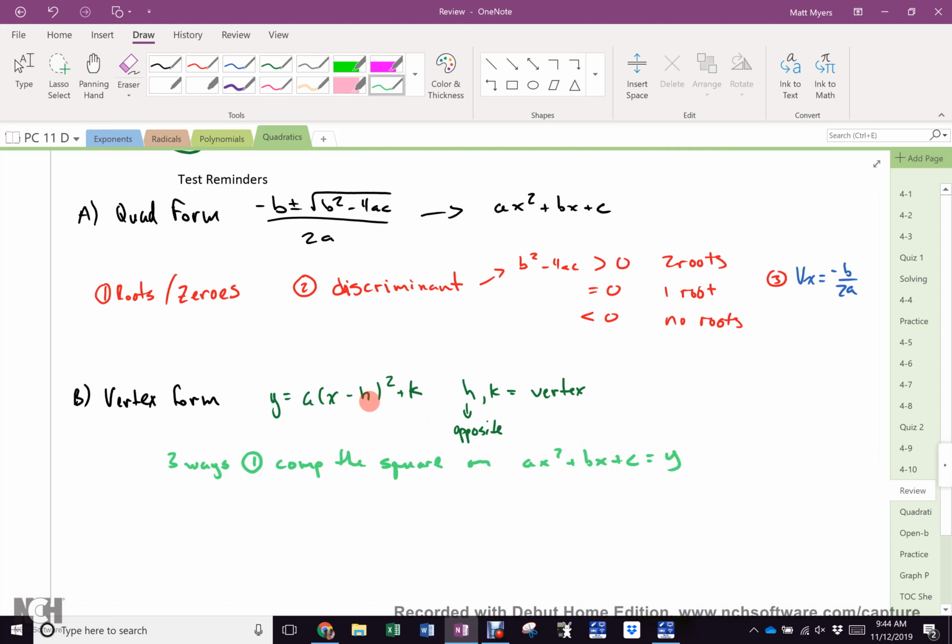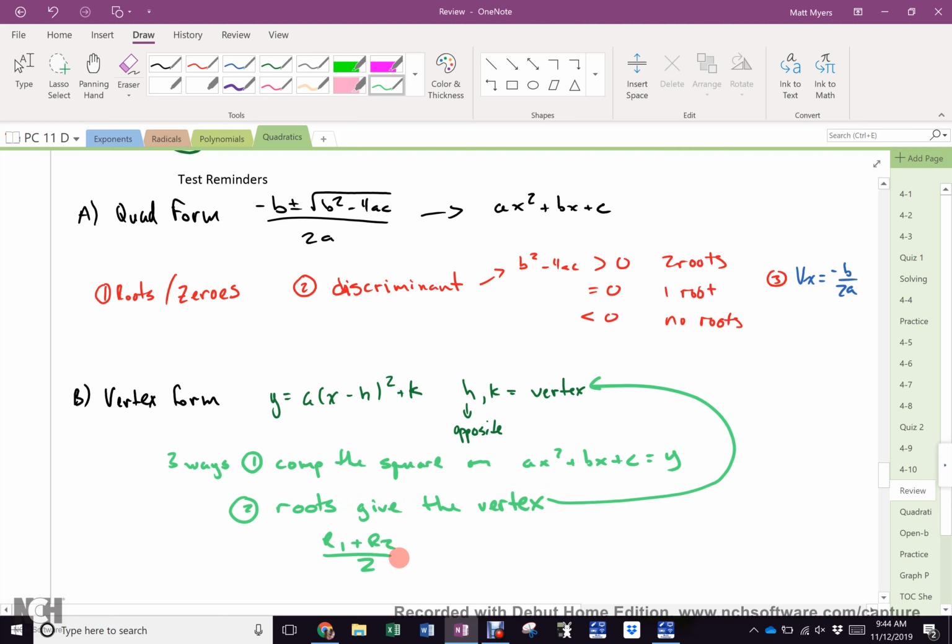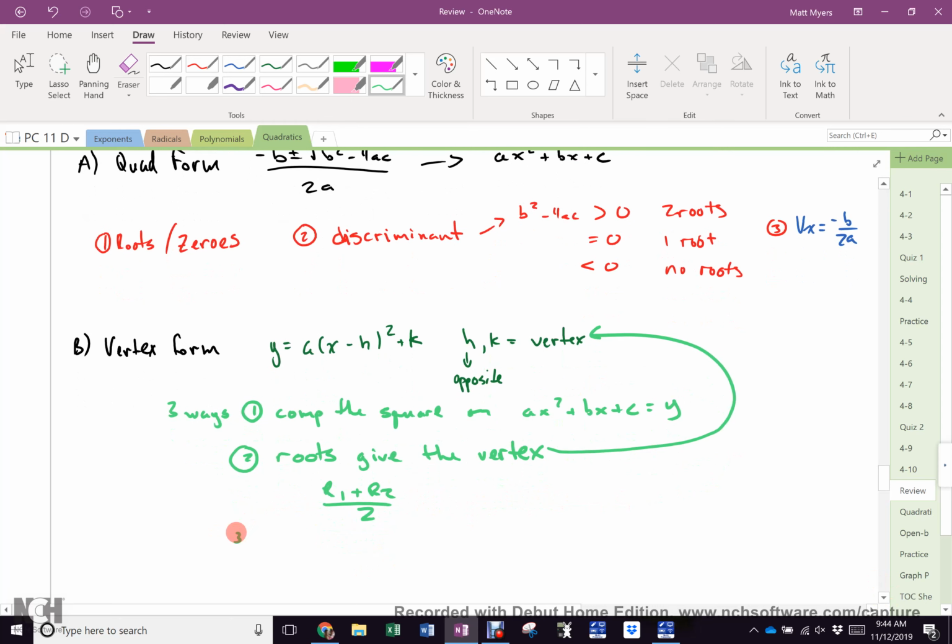Okay. The other way you could do it is the roots give the vertex. And once you have the vertex, you can plug it in for h and k. How do the roots give you the vertex? Root 1 plus root 2 divided by 2. And the third thing you can do, of course, is find the x and then sub it back in. Any questions about that?